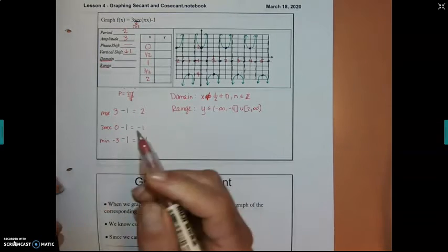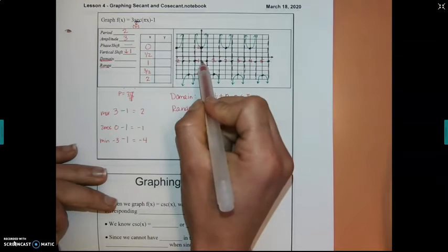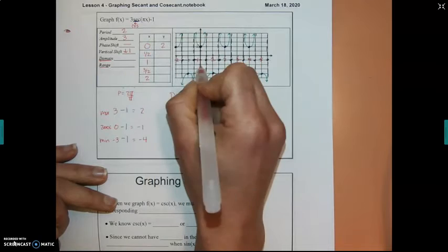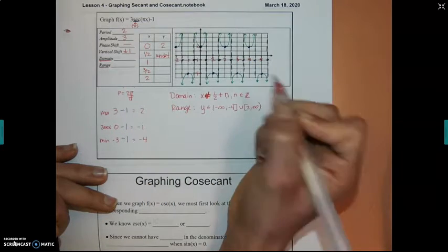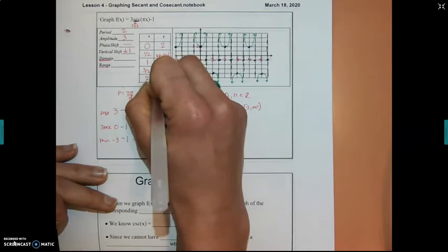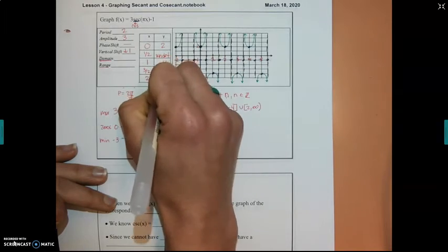Now, the other thing that I'm going to finish up really quickly are my points here. So at x equals 0, my y value is 2. At 1/2, it's undefined because there's an asymptote there. At 1, it's down at -4. And then back to 3/2 is an asymptote, so it's undefined again. And then 2 ends at 2.